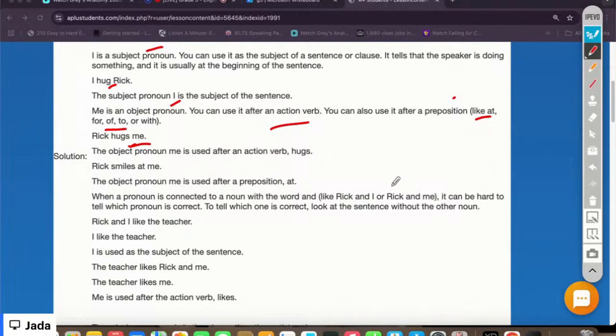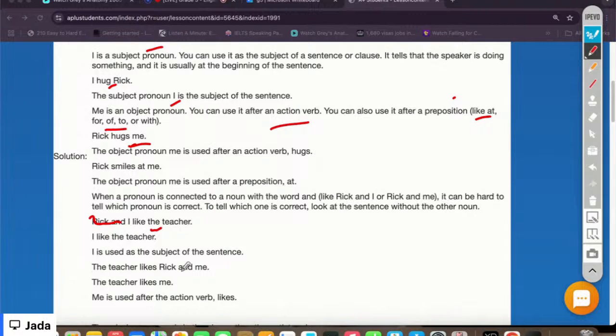So when a pronoun is connected to a noun with the word and, you have something like Rick and I or Rick and me, it can be hard to tell which pronoun is correct, right? To tell which one is correct, you have to look at the sentence without the other noun. So if we say Rick and I like the teacher, you remove the noun, and you say I like the teacher, and you see that that sentence makes sense and I is the subject of the sentence.